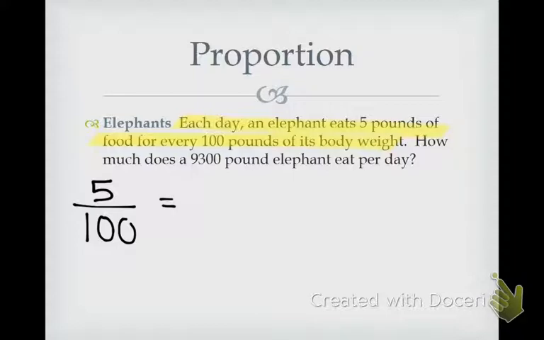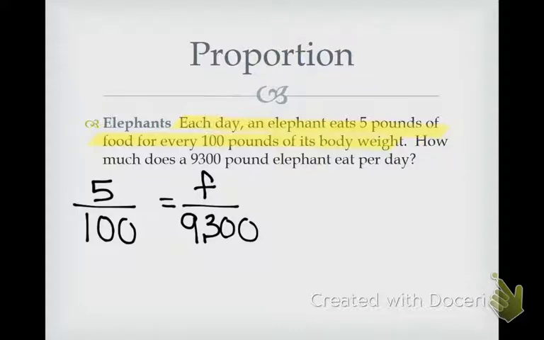So in the second ratio, I must again do food over body weight. You see that? So I could flip it and do 100 over 5, but then on the other side, it has to be 9,300 over F. Could I use a different variable? Absolutely. You can use whatever variable you want.